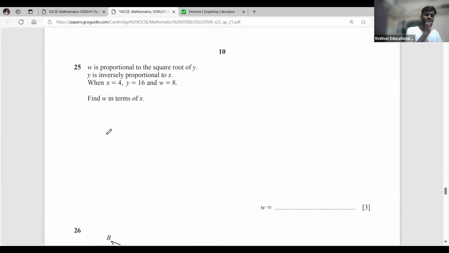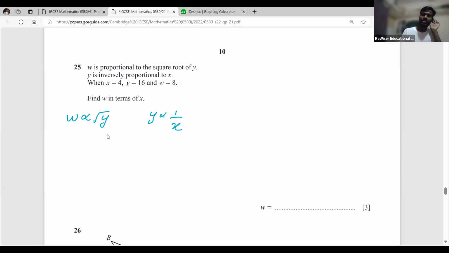And finally, the last question under algebra is that w is proportional to the square root of y. This is the two proportionality question. When I say w is proportional to the square root of y, it's something like this. Next, they say y is inversely proportional to x. That means y varies with 1 over x. They have mentioned all these values, and we need to figure out the relationship between these things.